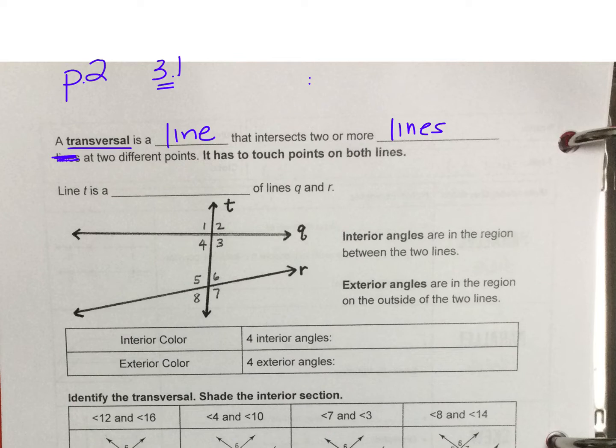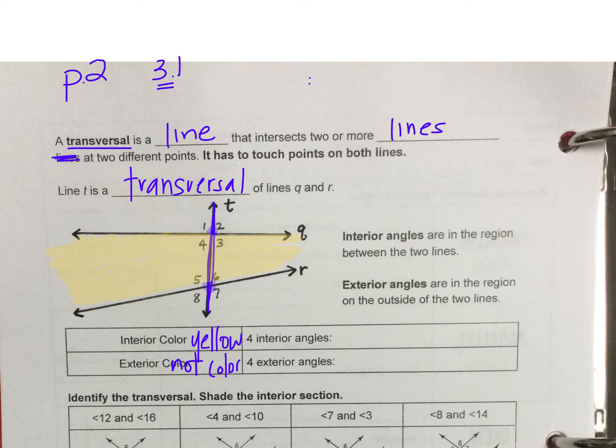So, my transversal in this picture is this line right here. T is the transversal because it touches both Q and R. So when I have that, what we have is an interior and an exterior. Between the two lines that the transversal's running through is my interior. So my interior color is yellow. The exterior color I just didn't color.